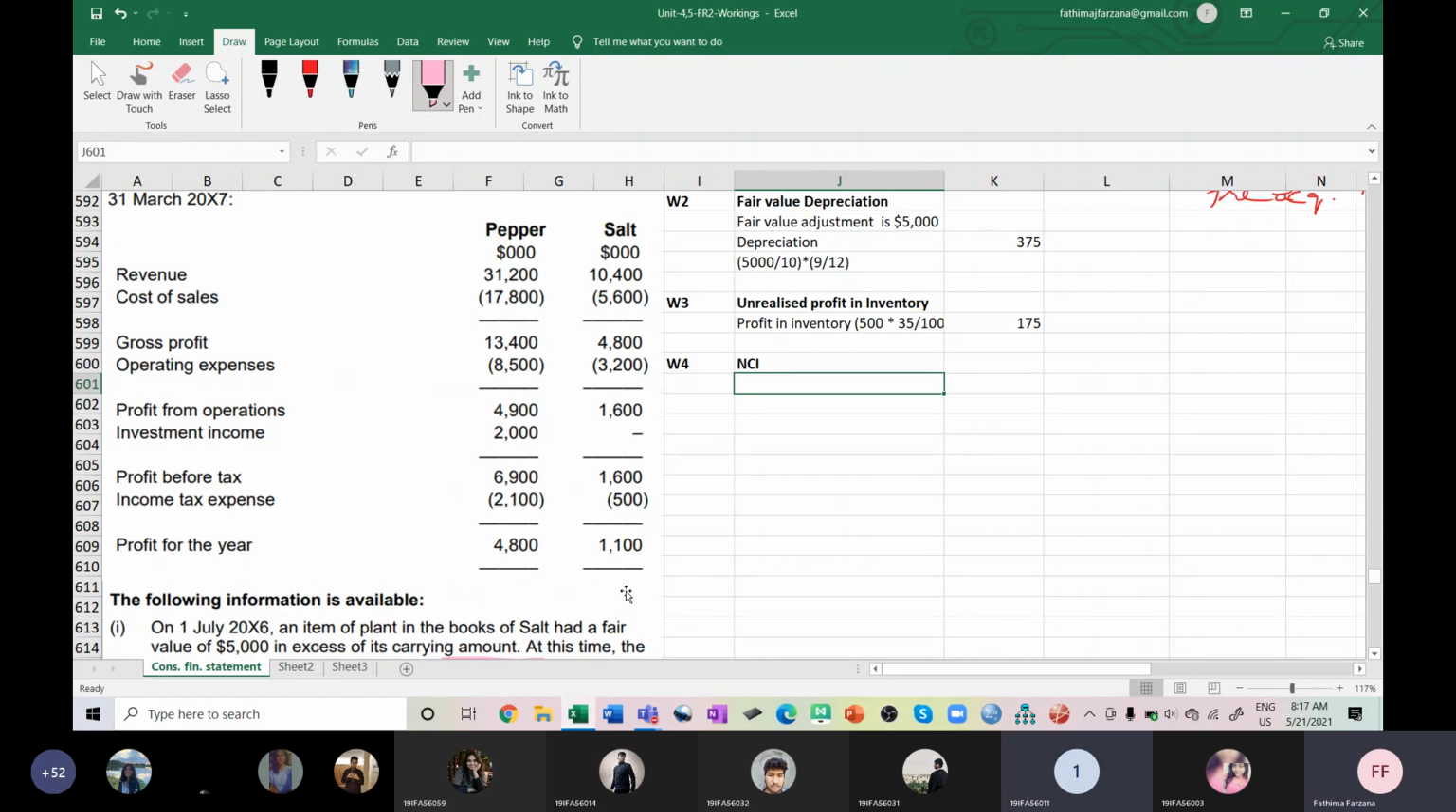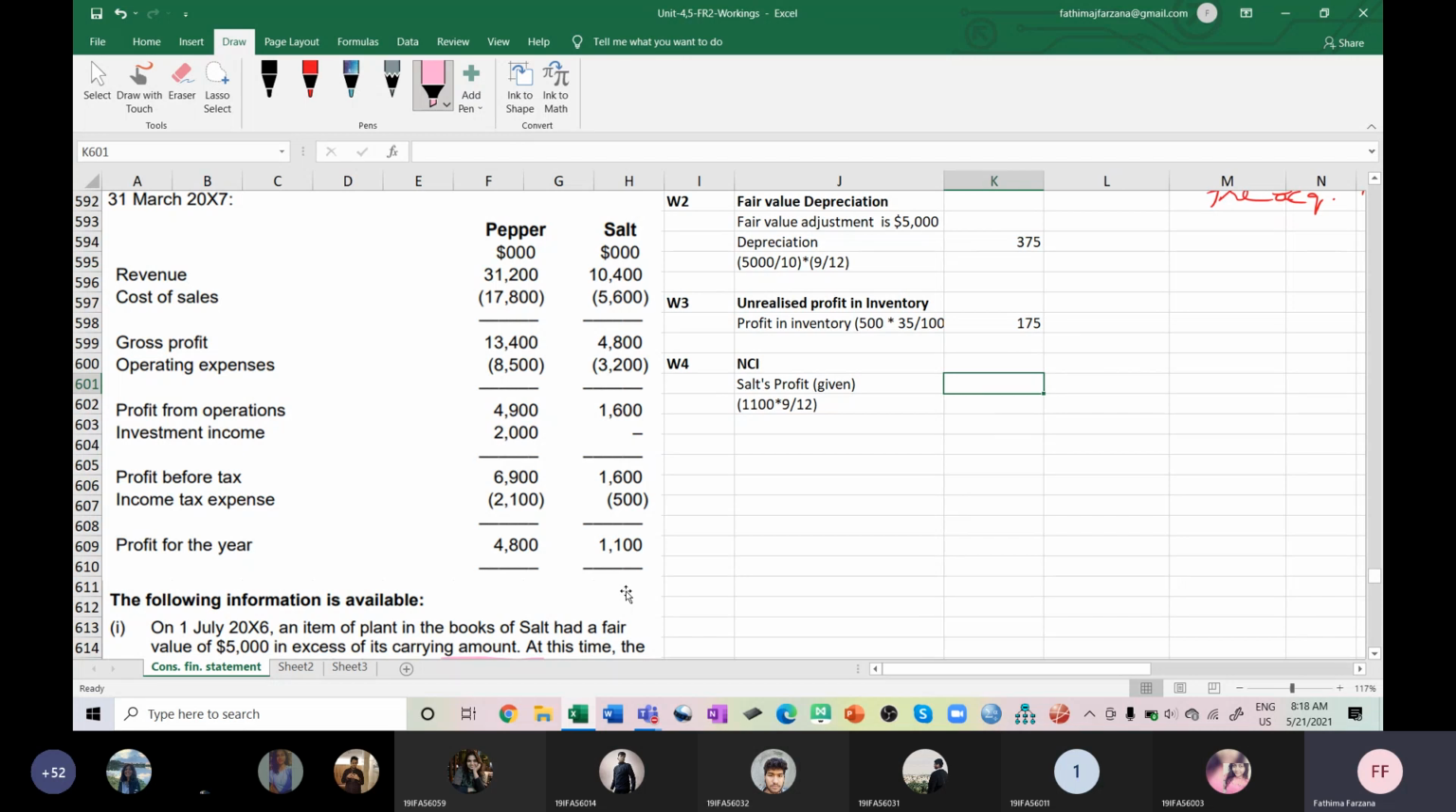So pre-acquisition. Correct. So this is Salt's profit. I'm going to add one. I'm just writing "given" for your reference. Okay, there, I got this one. Sometimes we panic. So it is 9 by 12. What is belonging to us? We have to think. This is prepared by the parent, Pepper.